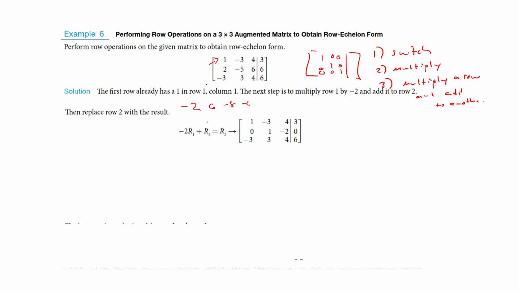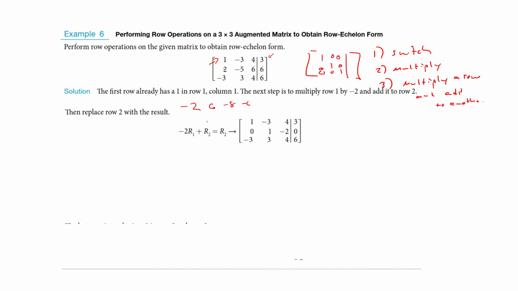Now you have to run that through all of it. Some people will forget and not touch the augmented side. That -2 is going to affect that entire row. So this is what we would create, and now we're going to add it to the middle. -2 and 2 is 0. 6 and -5 is 1. -8 and 6 is -2. And I've got, did I mess that up? No, -6 and 6 makes the 0.